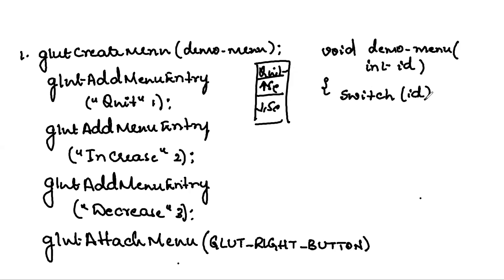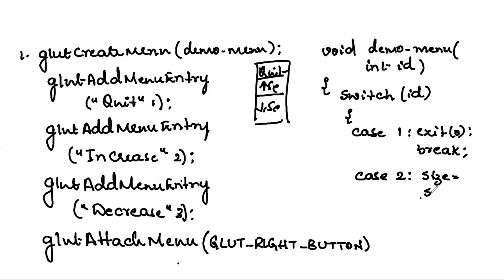Here, if the case is 1, then I'll say exit(0), and then I'll say break. Next, if the case is 2, then I need to increase the size. So I'll say size equals size times 2. That is, I'm doubling the size here. After that, let us break. Next, case 3 is, I want to reduce it to half. So I'll write size equals size divided by 2. So this reduces the size by half.